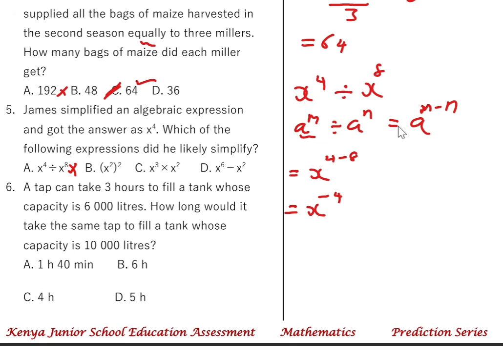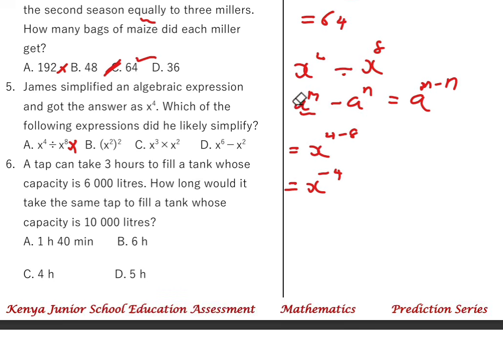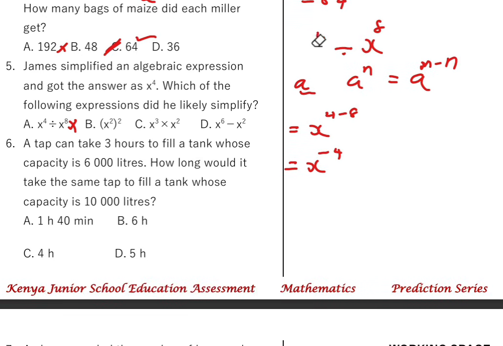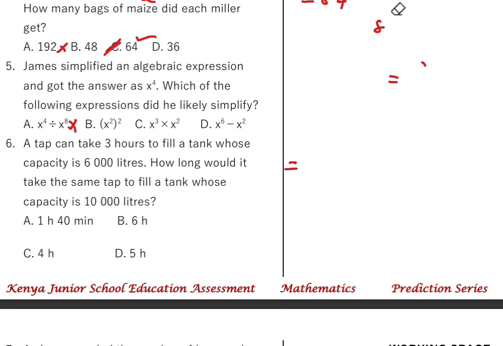Let us go to B, or we go to C. So C, sorry for that. So for C, he is multiplying x power 3 times x power 2. So when you have x power 3 multiplied by x power 2, remember, we pick one base. So we pick x and then you add the powers, 3 plus 2, it is x power 5. And therefore, it is not C.